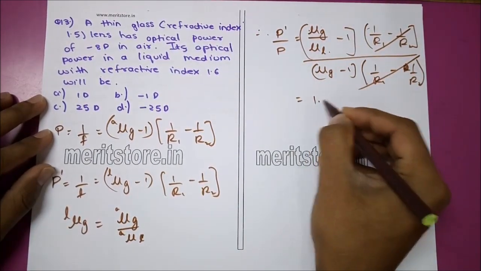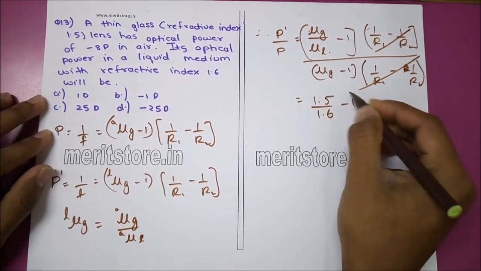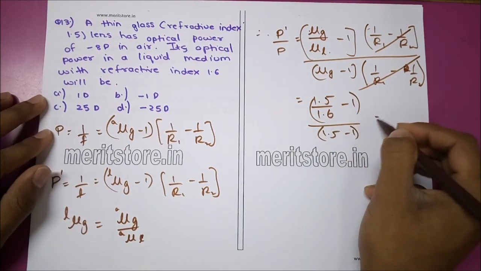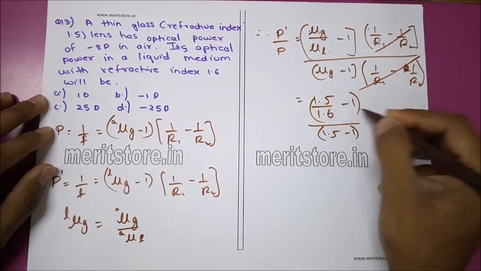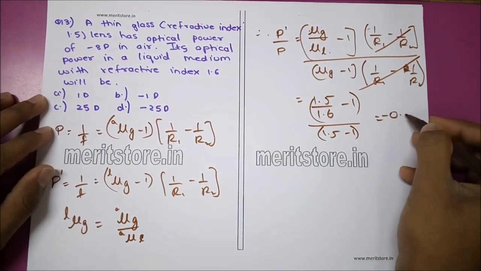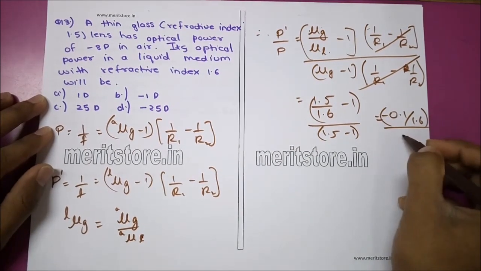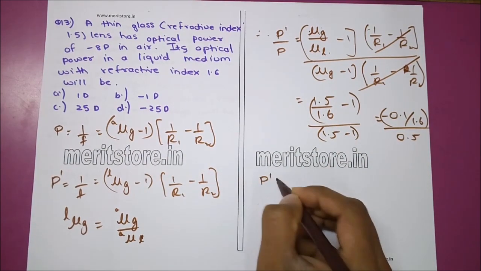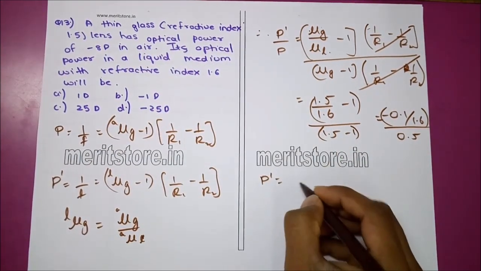So this can be written as 1.5 upon 1.6 minus 1 upon 1.5 minus 1. So this is nothing but 1.5 minus 1.6 is minus 0.1 upon 1.6, upon 1.5 minus 1 is 0.5. So P dash has a value of minus 8.